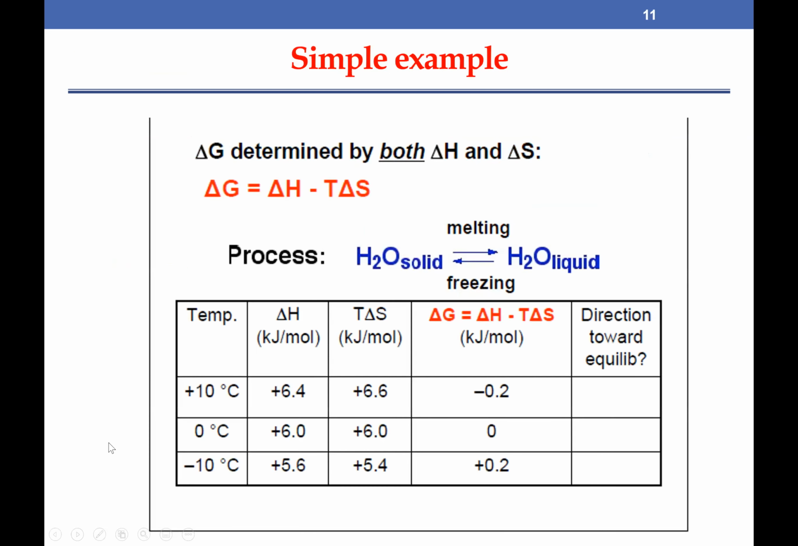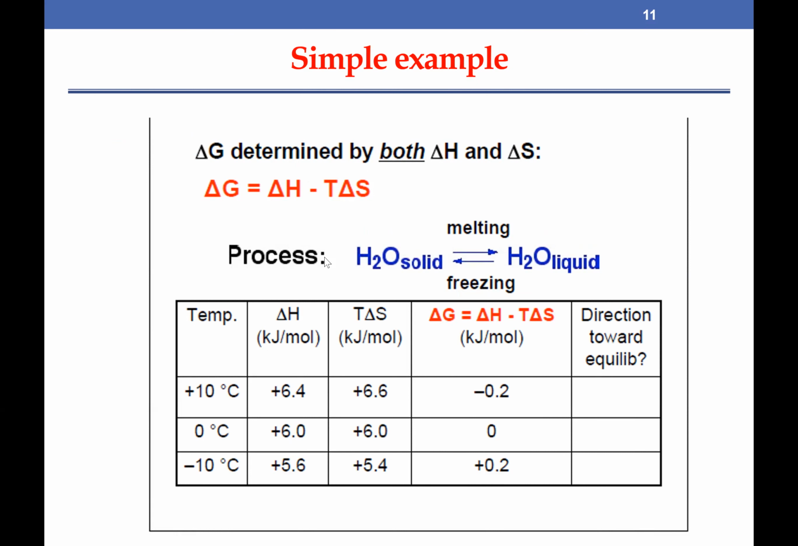Okay, now we have an example here. So we mentioned this equation before. Delta G is equal to delta H, the change in enthalpy, minus temperature times delta S, the change in entropy. And so the delta G depends on both the change in enthalpy and the change in entropy. Yes, exothermic and endothermic is for heat, which is enthalpy.